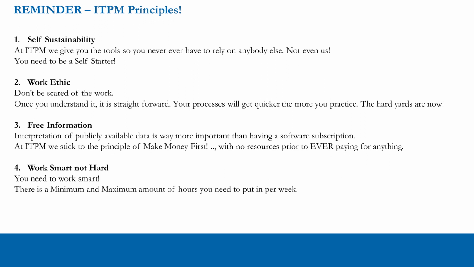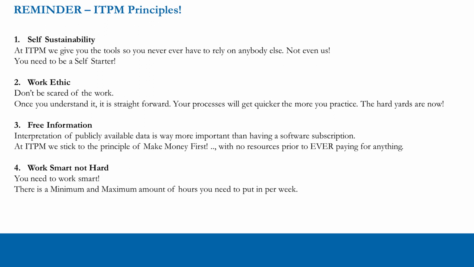Third, free information. You can obviously go out online and get publicly available information, publicly available data. Anyone can do this, okay? But the interpretation of that data is way more important than obviously having some sort of software subscription or just being able to get access to it. At ITPM, we stick to the principle of making money first. You do not have to pay for further resources. You can see now from the information that we've looked at in the last couple of videos, all of this information that you've seen is freely available. You do not need to ever pay for anything. Do not pay for anything at all when you're starting out, okay? Make money first. And then, if it makes sense to do so, and the cost is covered by a huge multiple of your profits, okay, then it may make sense to do so if it's saving you some time.